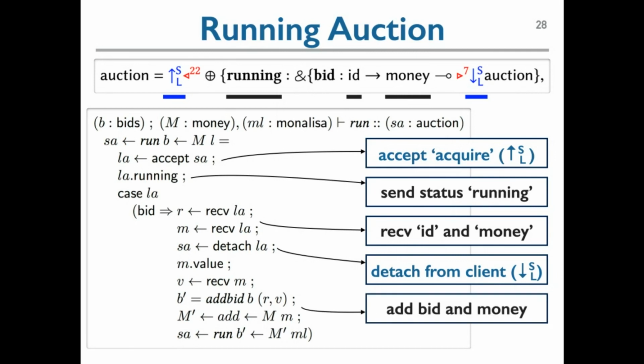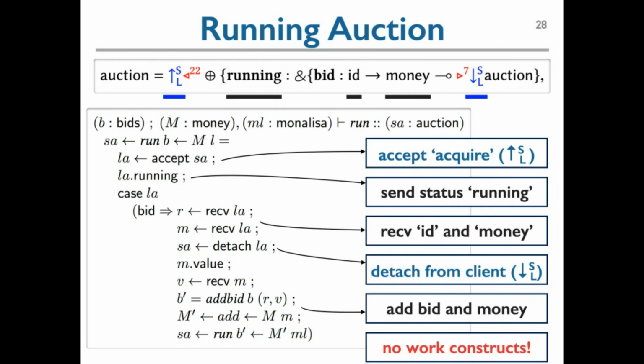And then internally, you add the bid and the money. So you will see how closely all these interactions are expressed in the session type. So once you are able to write the session type for a process, it's actually very, very easy to write the code also.